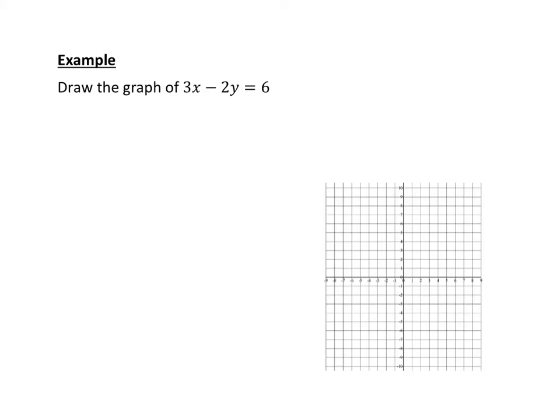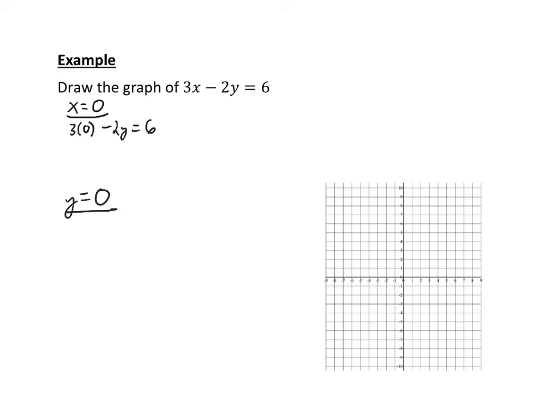In this example, the equation is set up a little bit differently. It's 3x minus 2y equals 6. In cases where the equation's written like this, it's a good idea to choose, let's say, x equals 0 and y equals 0, because those are going to be easy values to calculate. So I'm going to select x equals 0 and find a y that goes with that. 3 times 0 minus 2y equals 6.